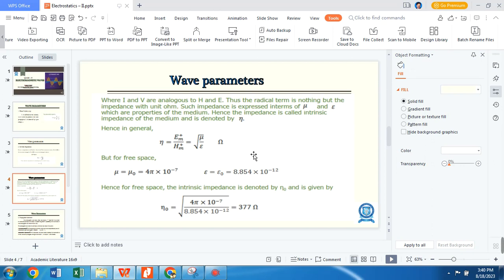But for free space, mu is equal to mu 0, that is 4 pi into 10 to the power minus 7. Similarly, epsilon is equal to epsilon 0, that is 8.854 into 10 to the power minus 12. Hence, for free space, the intrinsic impedance is denoted by eta naught and is given by eta naught = root of (4 pi into 10 to the power minus 7 divided by 8.854 into 10 to the power minus 12), which is equal to 377 ohms.